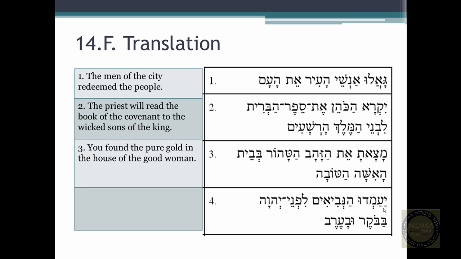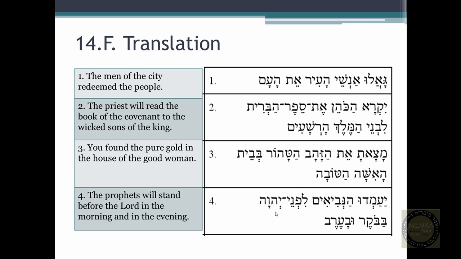So what do we have? Verb form right here. Is it prefixed? Yes, it is. Our lemma is amad. We can see the prefix yod plus the long u vowel. It's going to be third common plural, or excuse me, third masculine plural. So we have the prophets will stand. Again, it's an imperfect. Lifnei Adonai, before the Lord.